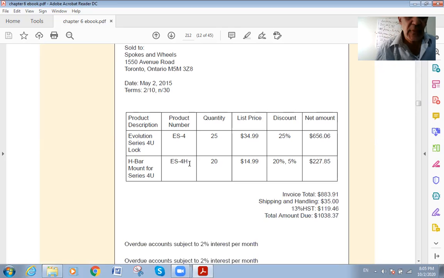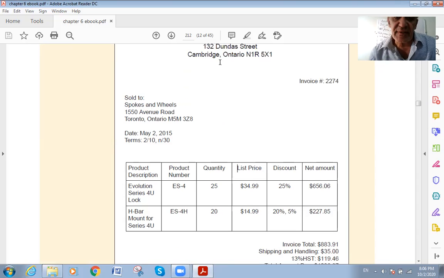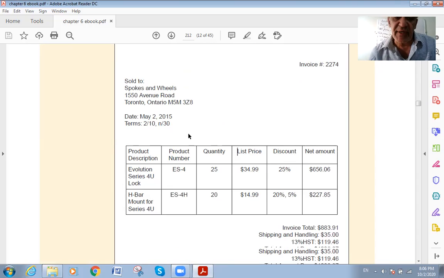What about this table? What is this table about? This table is about the product which the seller sends to the buyer.